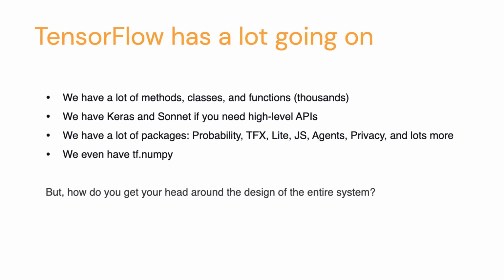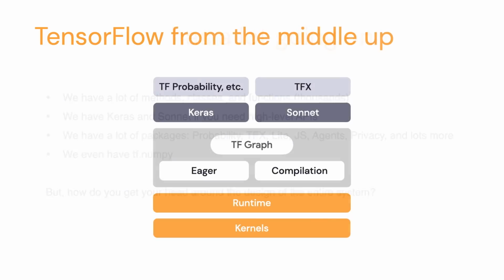TensorFlow has a lot going on. We have a lot of methods and classes and functions. We have thousands of methods and classes and functions. And we have Keras and Sonnet if you need high-level APIs. We have a lot of add-on packages like probability, TFX, light, JavaScript, agents, privacy. We even have tf.NumPy coming up, so you can use your NumPy code inside TensorFlow. But how do you get your head around the design of the entire system? Fundamentally, what do you need to know?